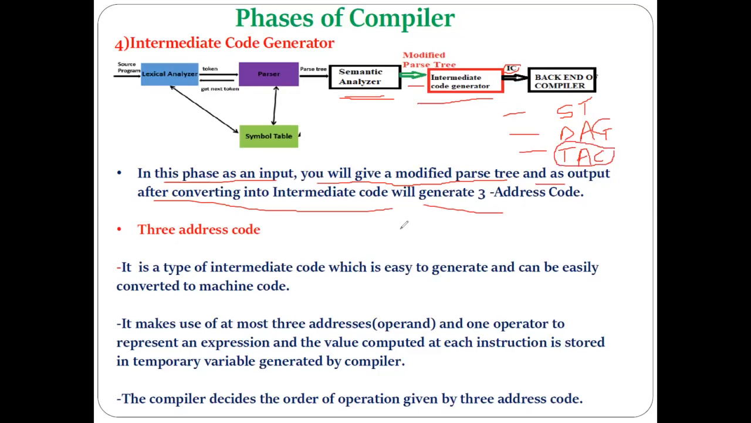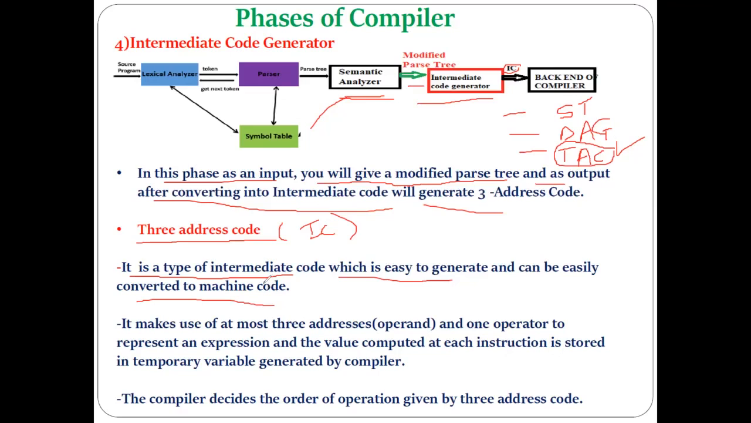So in this fourth phase of the compiler, that is intermediate code generation, we are focusing on three address code generation as an intermediate code. Onwards, we will discuss what exactly a three address code is as an intermediate code. Three address code, as TAC, is one type of intermediate code which is easy to generate and can be easily converted into machine code. Now, why is this particular code referred to as a three address code? That we are going to discuss.